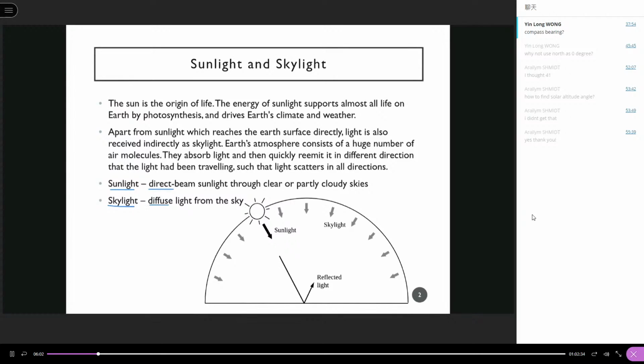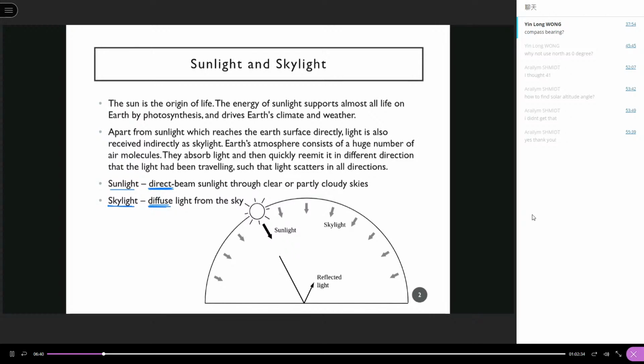When the light is diffuse, it means that it comes from all directions. For direct light, there will be shadow. So under a sunny sky, you will have your own shadow, right? When you are outside, you can see your own shadow. But when it is very cloudy, with no sunlight, then you have no shadows because light comes from all directions. So that is diffuse light.